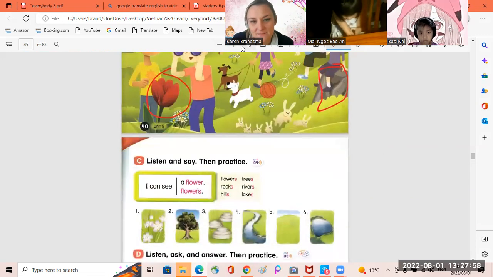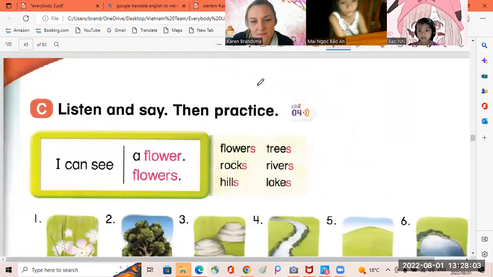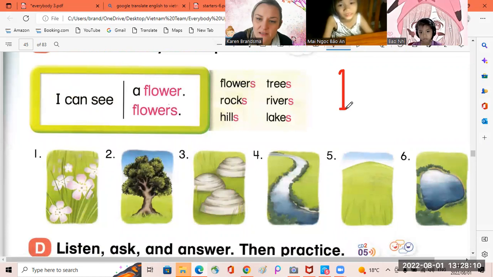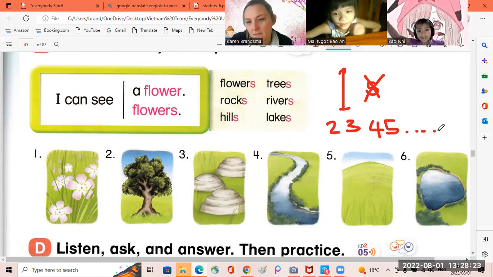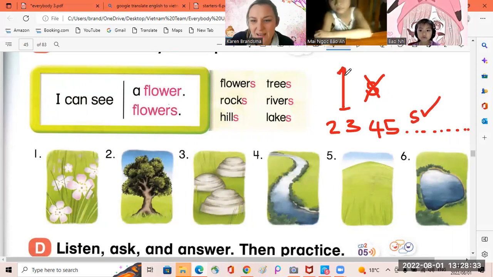Okay, let's go. If it's one, only one, number one, if you only see one, no S. If it's more than one, two, three, four, five, six, all the way, then we put S. If it's one, we say a.